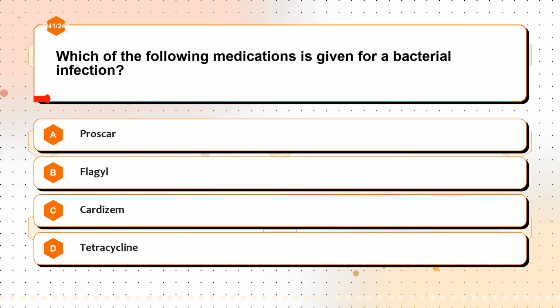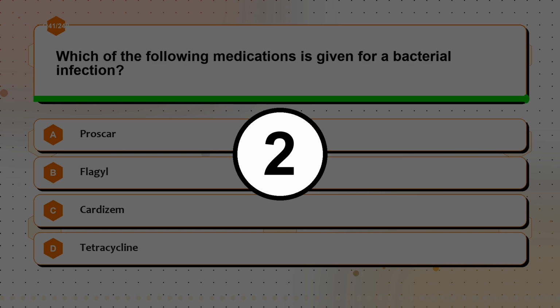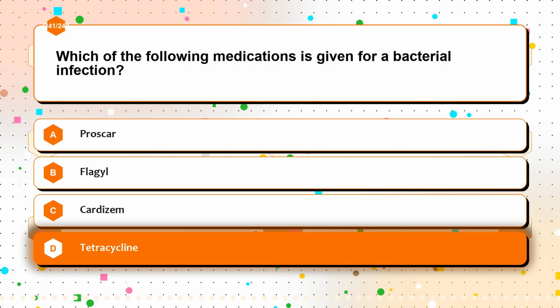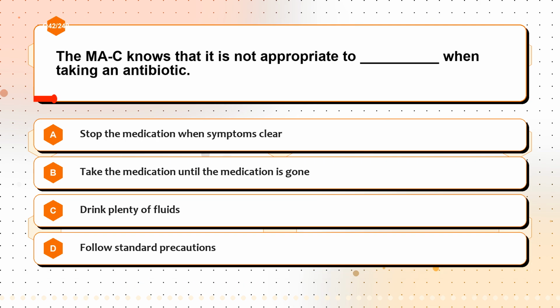Question 41. Which of the following medications is given for a bacterial infection? Here are the options. Option A. Proscar. Option B. Flagyl. Option C. Cardizem. Option D. Tetracycline. The correct answer is option D. Tetracycline.